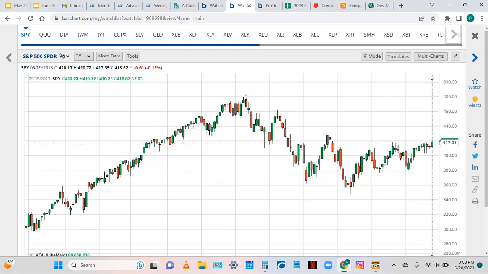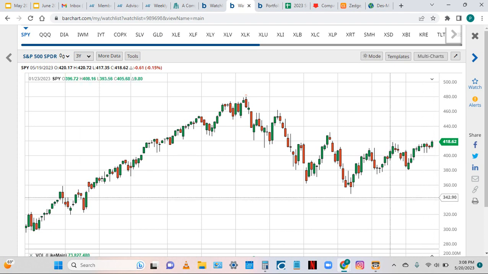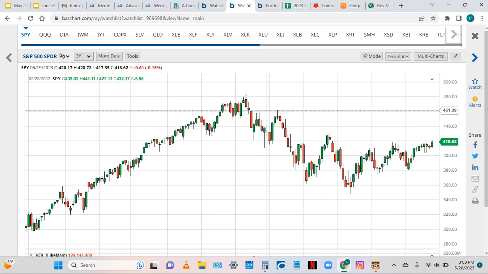Okay, so this could retrace and come back down to the bottom of this range. That's always a possibility. But I think this market making new lows, I don't expect that. So in my opinion, it's just an opinion, I think the worst is over. Okay, so I'm going to speed up a little bit.